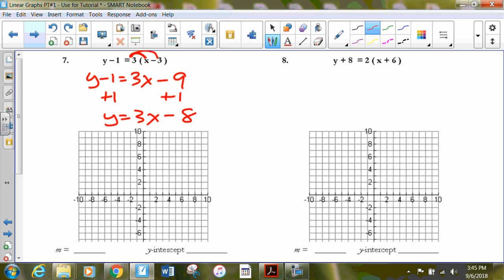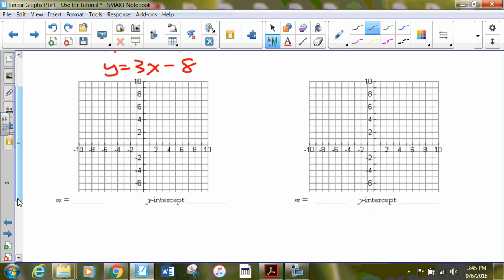So we know that the y-intercept is -8. I'm going to have to bring my graph down a little bit so I can have a -8. So here we go. Our y-intercept is -8. And our slope is 3. So that means 3 over 1. So we'll go up 1, 2, 3 over 1. Connect those 2 points.